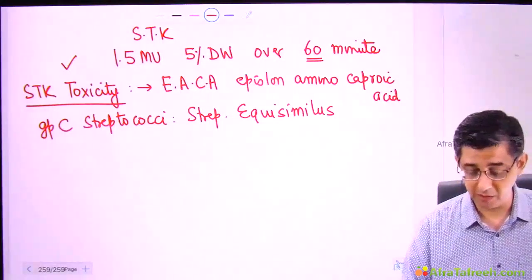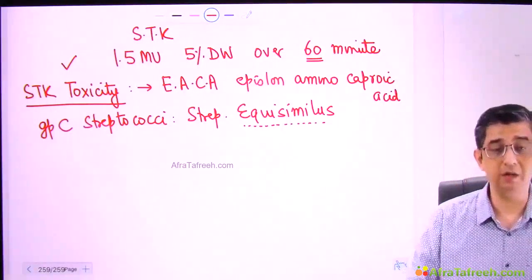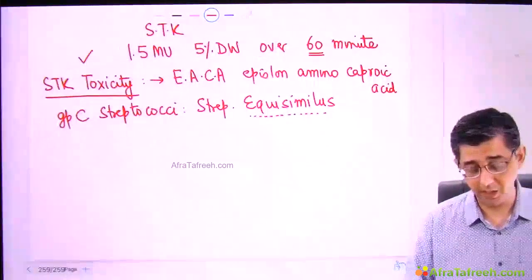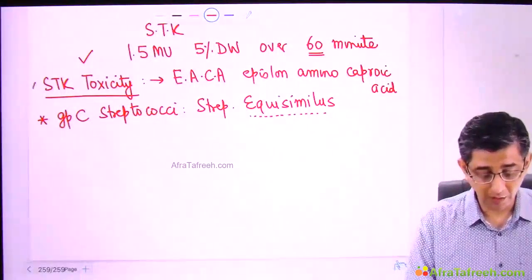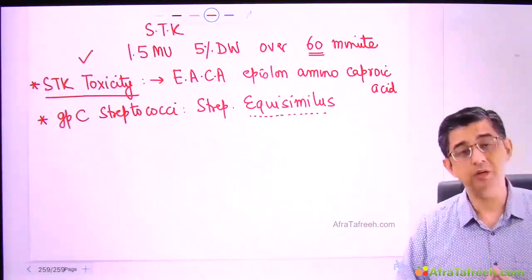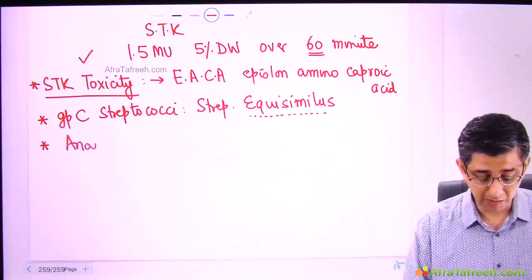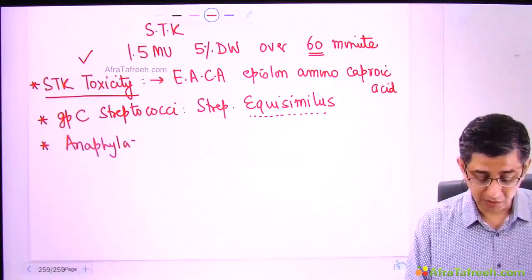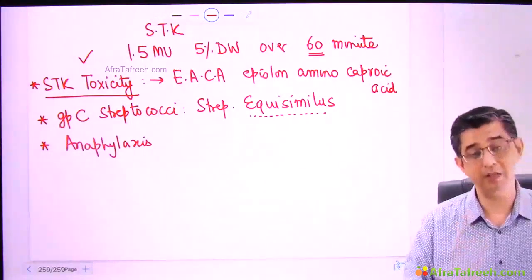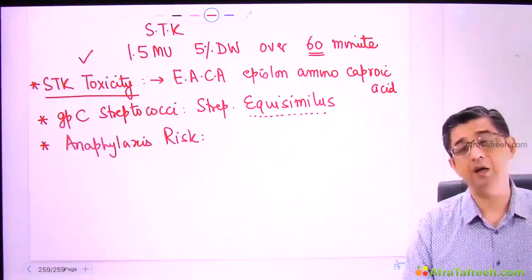I repeat the fact once again, a tongue-twisting name. Streptococcus equisimilis is the bacteria from which streptokinase is isolated, and because we as humans are exposed to this bacteria so many times in our life, there is a distinct possibility of even anaphylaxis risk. Anaphylaxis risk is not seen with the remaining drugs, but yes, anaphylaxis risk is very much present with respect to streptokinase, and how to reduce it.